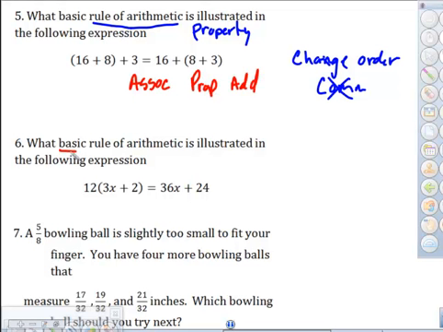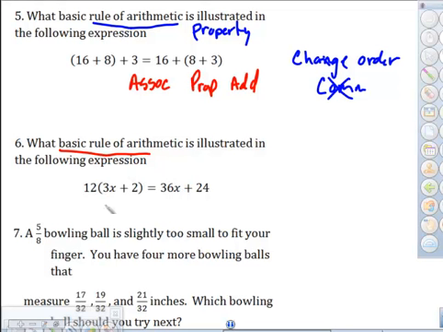All right. Next, basic rule. So it's talking about a property again. And here I see that it has parentheses, so maybe it's the associative property, but then I don't see any groupings over here, so that means it's not the associative property, and they're not even the same numbers on either side, so it's not the commutative property. So let's try to understand what's going on here.